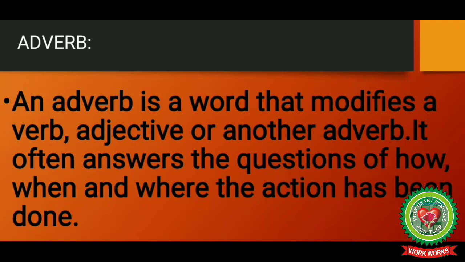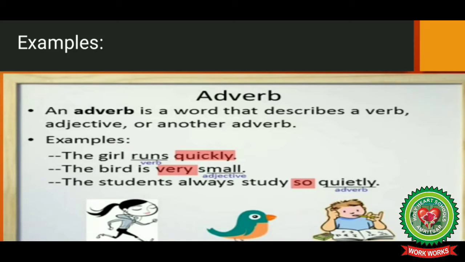Let's start. So, what is an adverb? An adverb is the word that modifies a verb, adjective, or another adverb. It often answers the questions of how, when, and where the action has been done. An adverb is the word that describes a verb, adjective, or another adverb. Let's understand it with some examples.